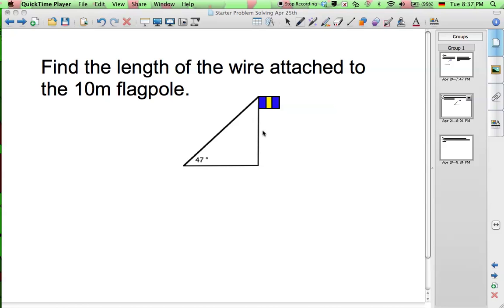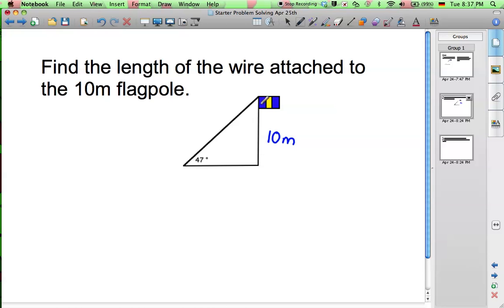So this is the flagpole over here, so let's write in the information. We're given that that's 10 meters. Of course the flagpole makes a right angle with the ground, so we do have a right angle triangle. And it says find the length of the wire attached to the flagpole. That would be this wire over here, so we can call it X because that's our unknown.